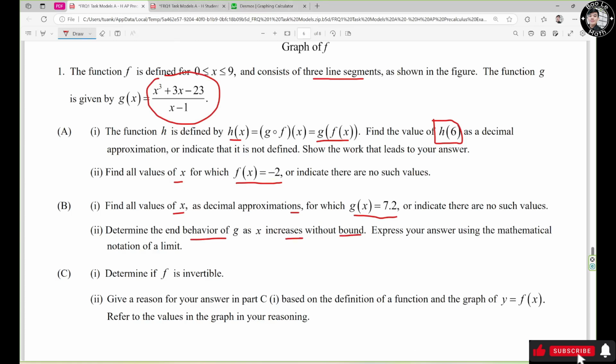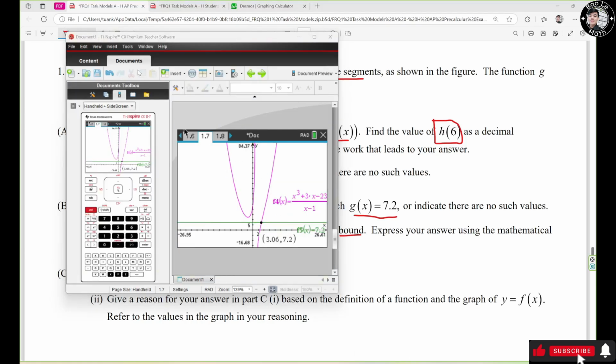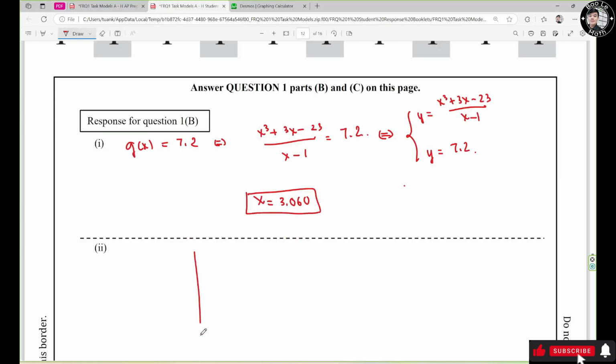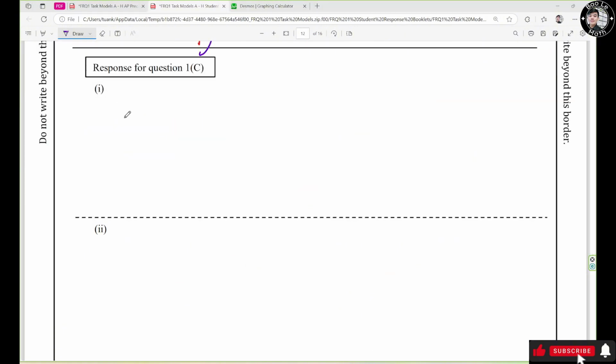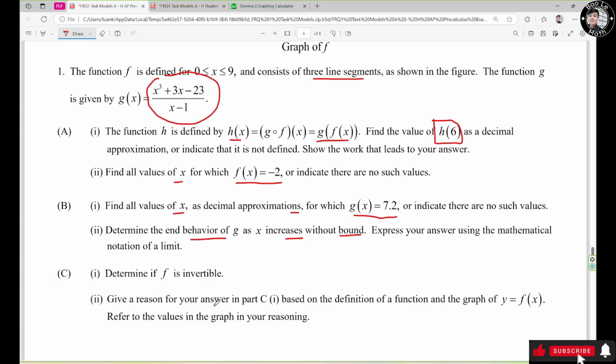Determine the end behavior of the function g as s increases without bound. Now we look at the graph right here. We're going to sketch this one over here. This is positive infinity. When s approaches positive infinity, the function goes up forever. So you need to write the limit of the function g of s as s approaches positive infinity equals positive infinity.